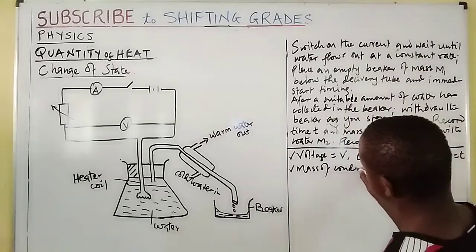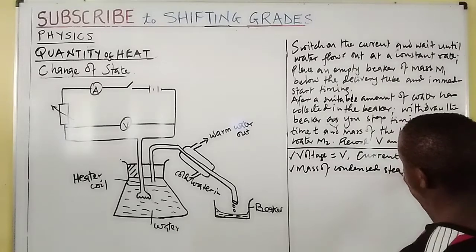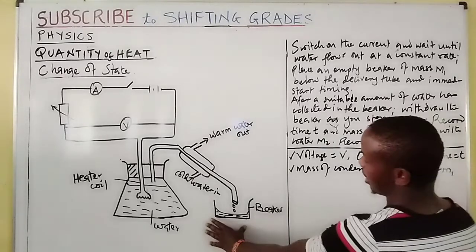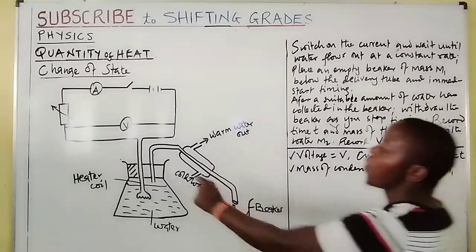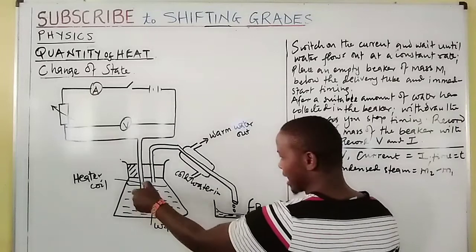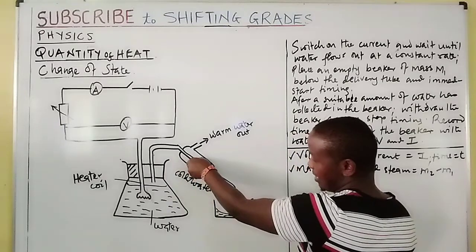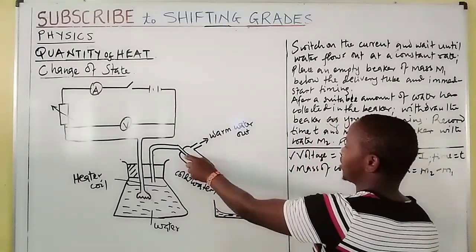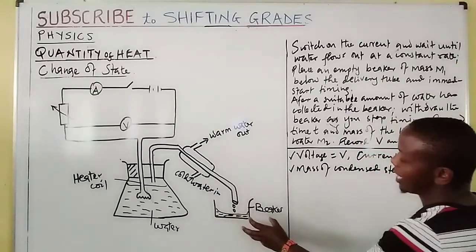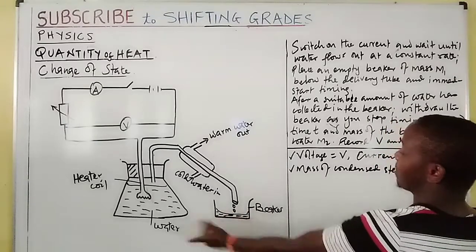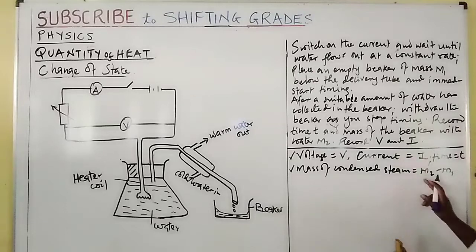Then we can say the mass of condensed steam will be mass of the beaker with the water minus mass of beaker alone initially. So the beaker is initially having mass M1, and now once you've supplied current here, water has been heated, generated steam, and the steam condensed in this system here, and after it has been condensed, it's collected here. Therefore now, we are checking the mass of the water which has condensed here. It will be the mass of the beaker when it was empty, subtracted from when it is having water. So M2 minus M1.